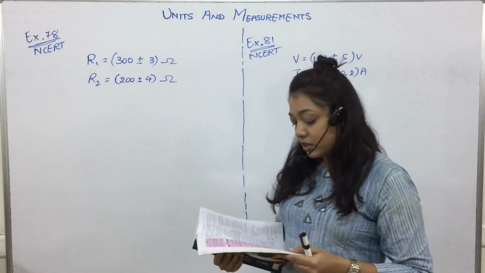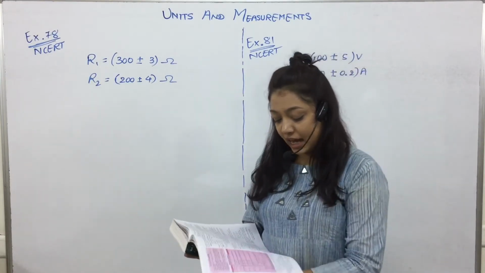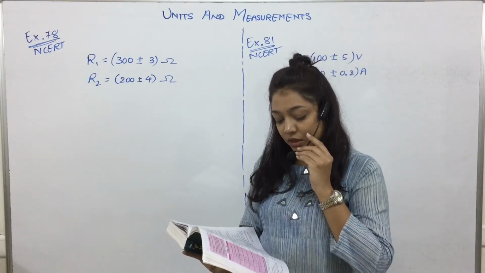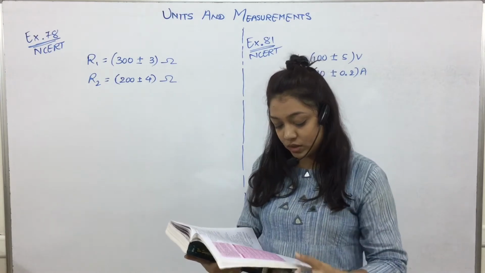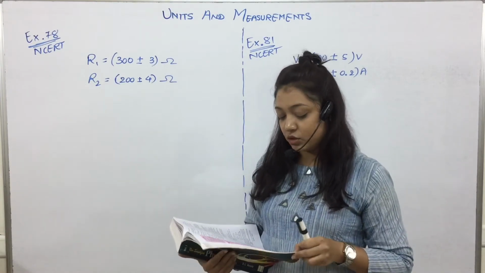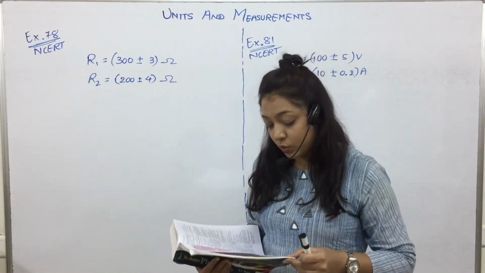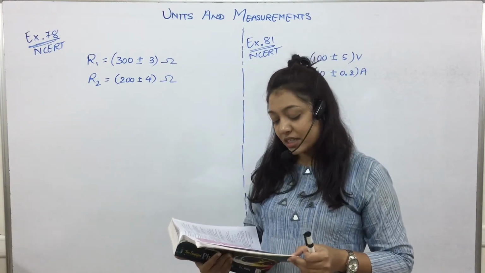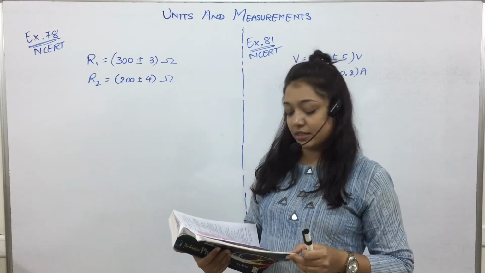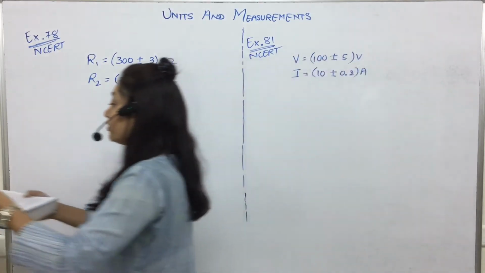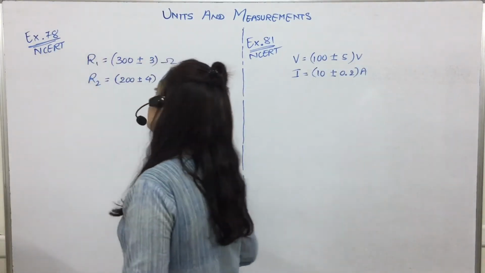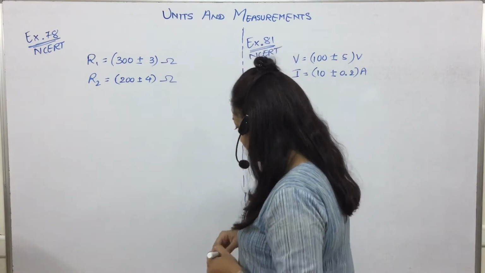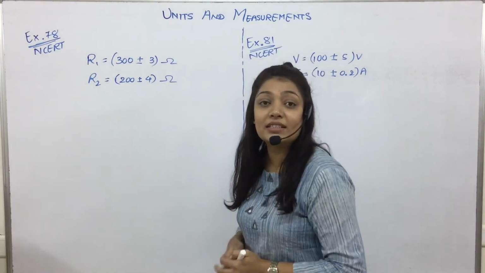I'm reading it. Two resistances R1 is equal to 100 plus or minus 3 ohms and R2 is equal to 200 plus or minus 4 ohms are connected in series. What is their equivalent resistance? Chalo. R1 and R2, the two values are given to us. These two are connected in series.